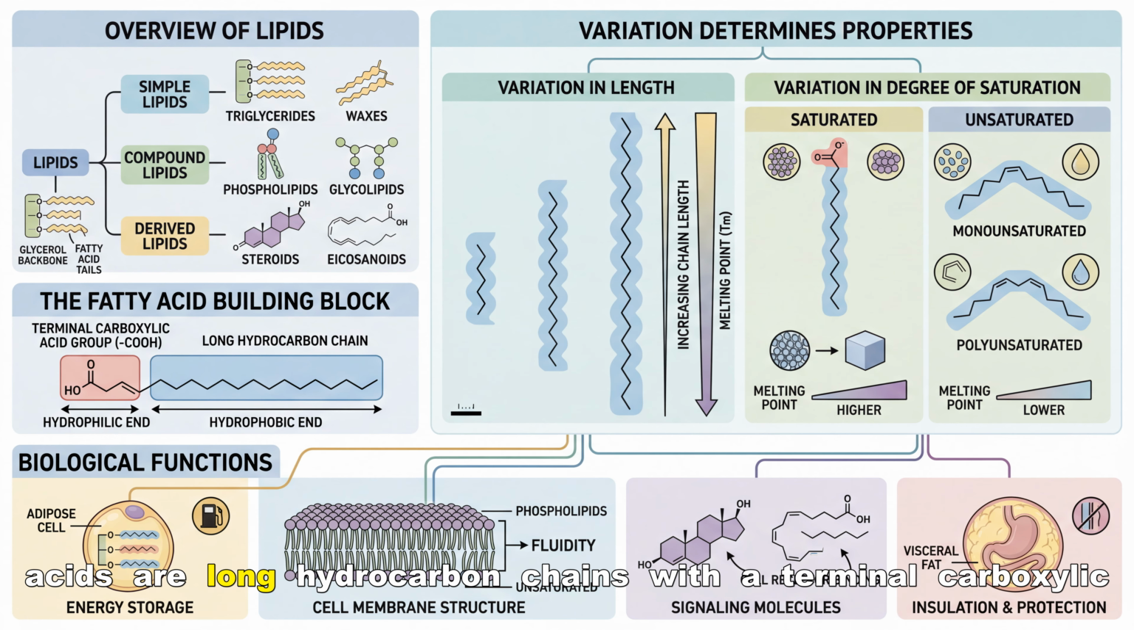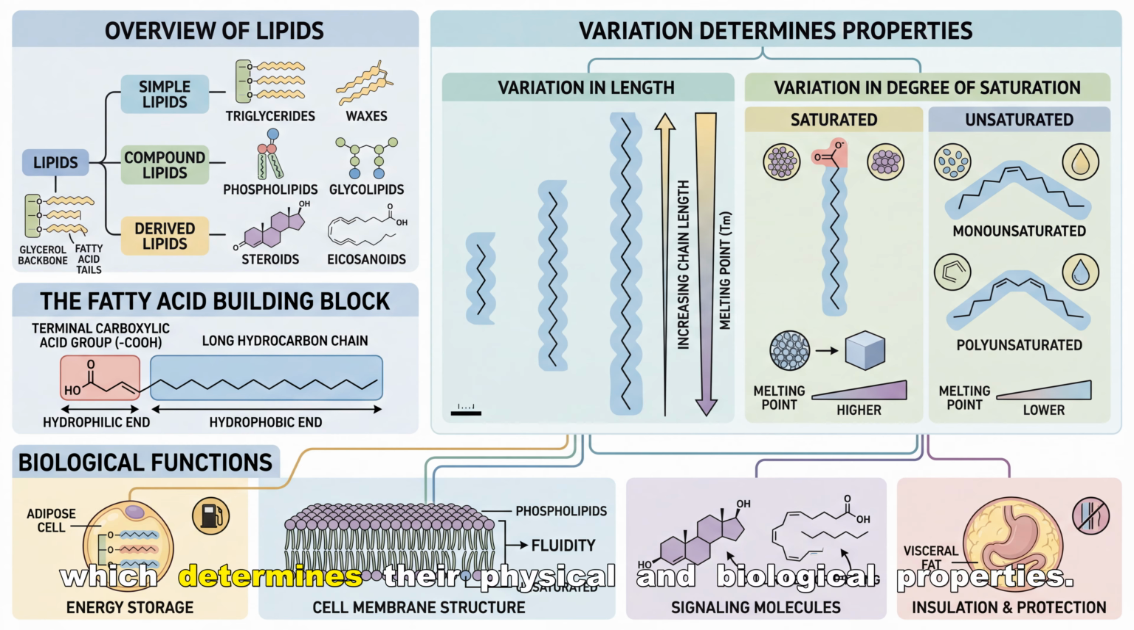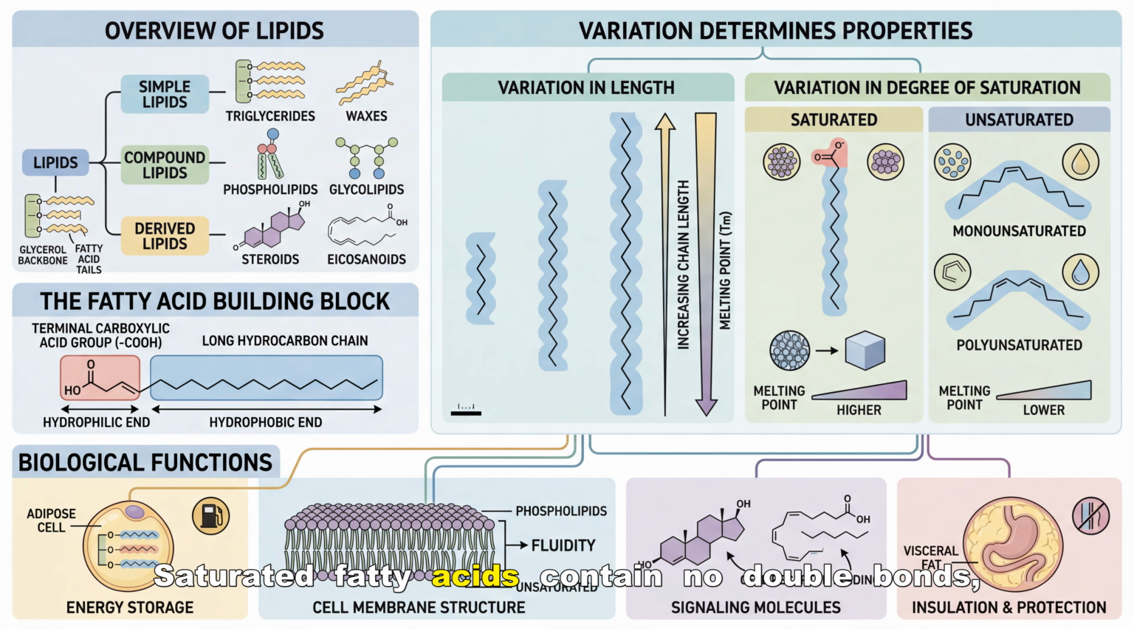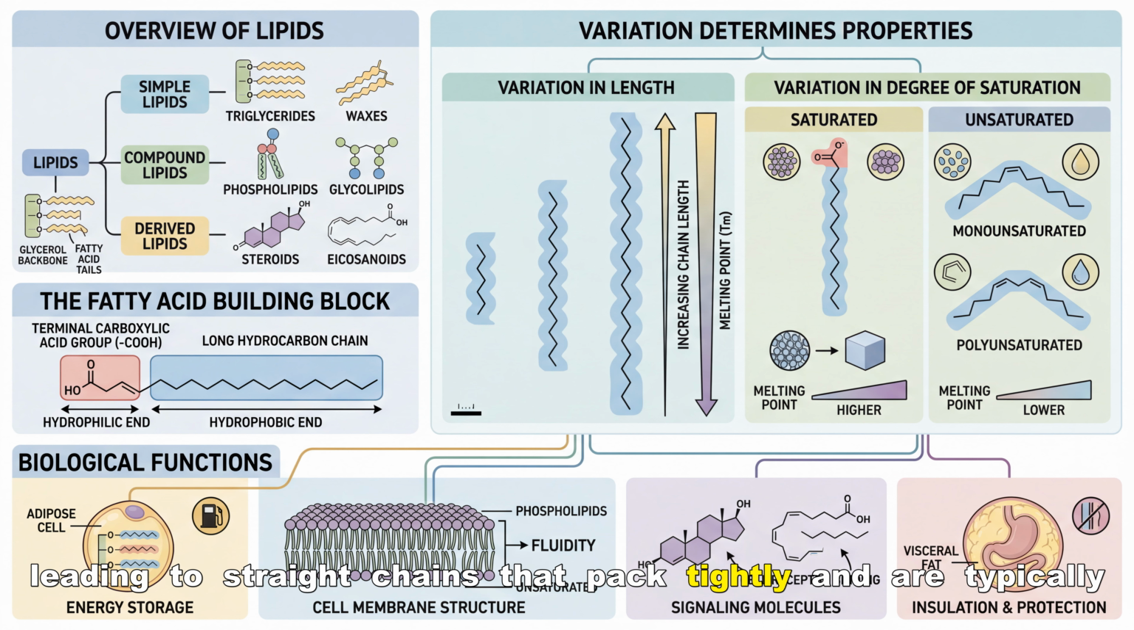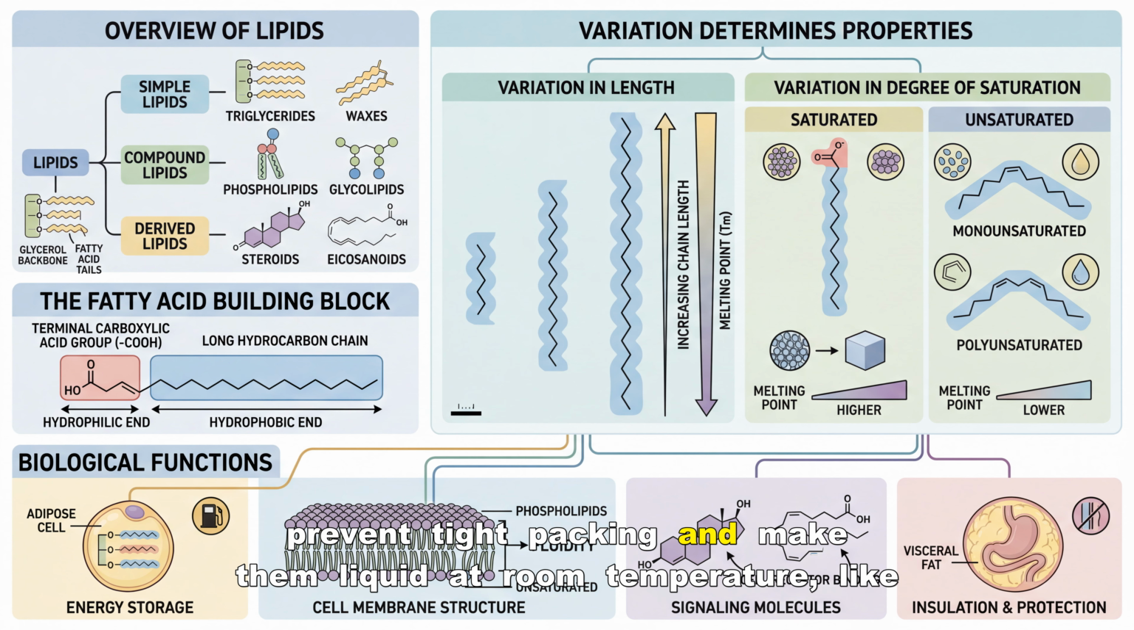Fatty acids are long hydrocarbon chains with a terminal carboxylic acid group that vary in length and degree of saturation, which determines their physical and biological properties. Saturated fatty acids contain no double bonds, leading to straight chains that pack tightly and are typically solid at room temperature, like butter. Unsaturated fatty acids contain 1 or more double bonds, usually in the cis configuration, introducing kinks that prevent tight packing and make them liquid at room temperature, like olive oil.